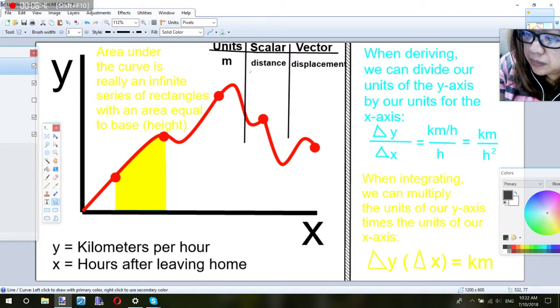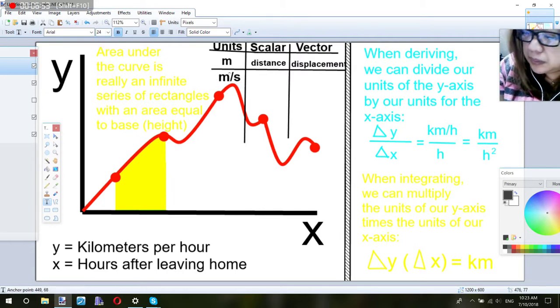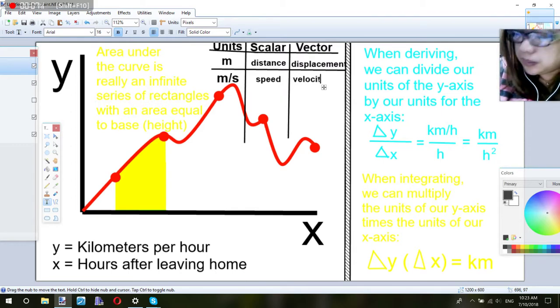Okay, then if I derive meters in terms of time, I would get something like meters per second. So the scalar of meters per second would tell me speed. So speed does not have direction. And the vector unit would be velocity. Velocity is speed with direction. So velocity can be positive or negative, but speed is always positive.